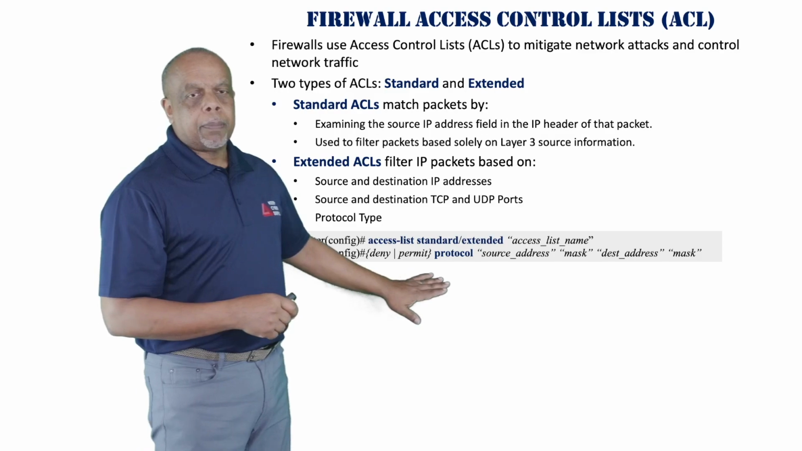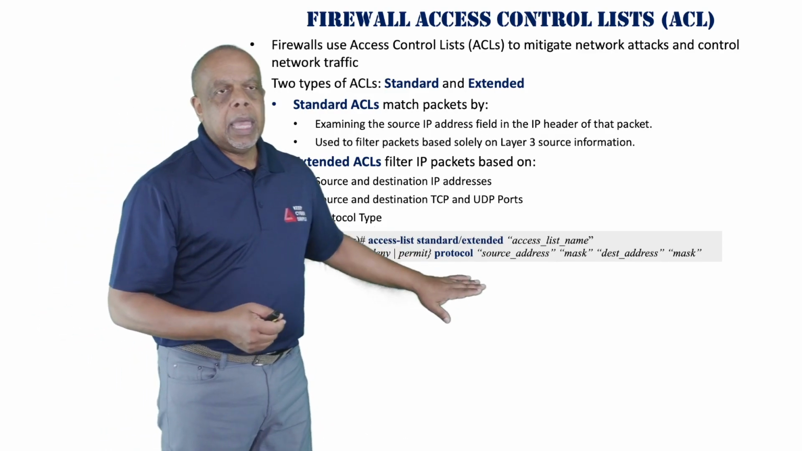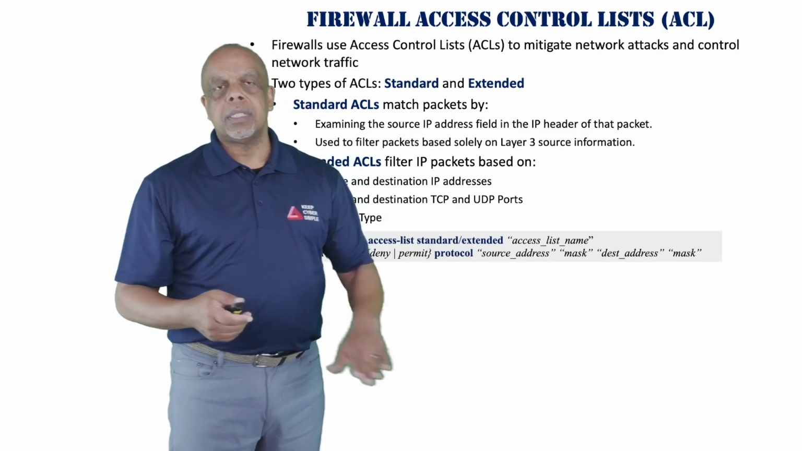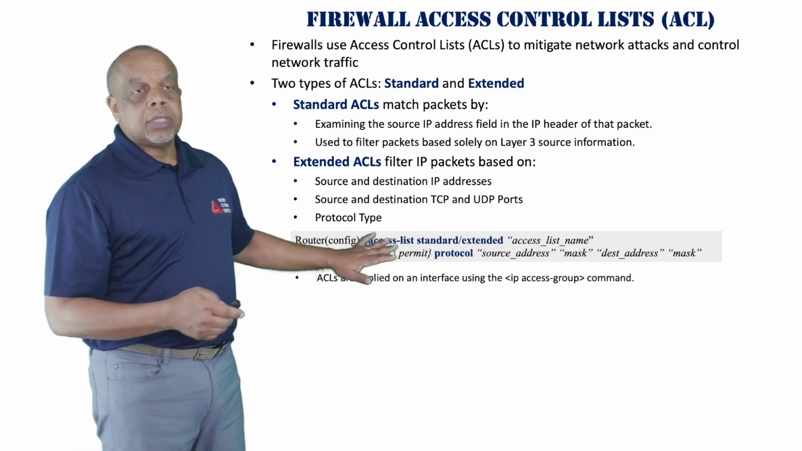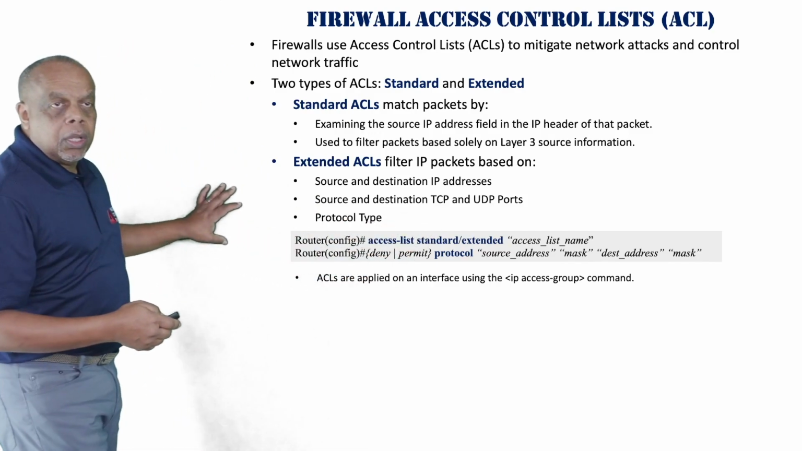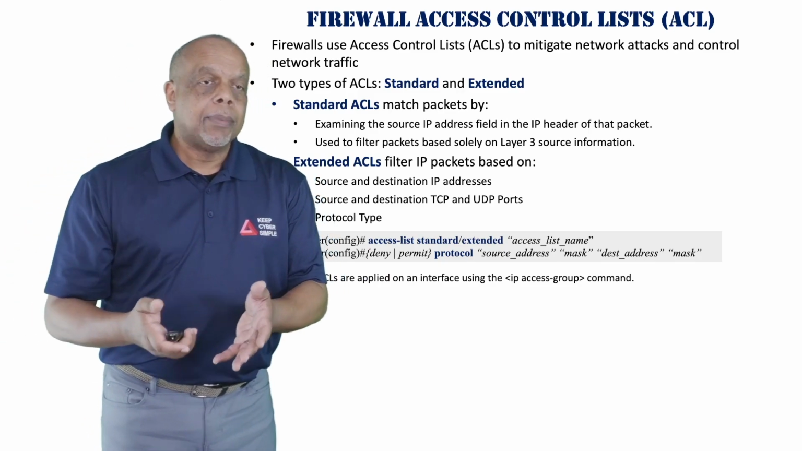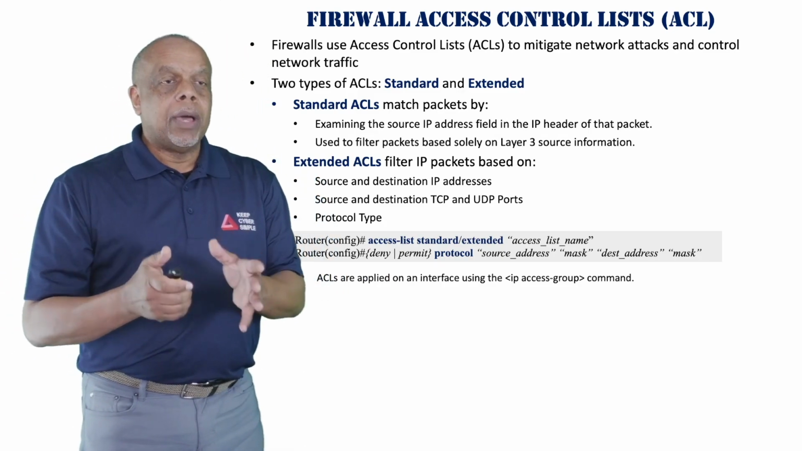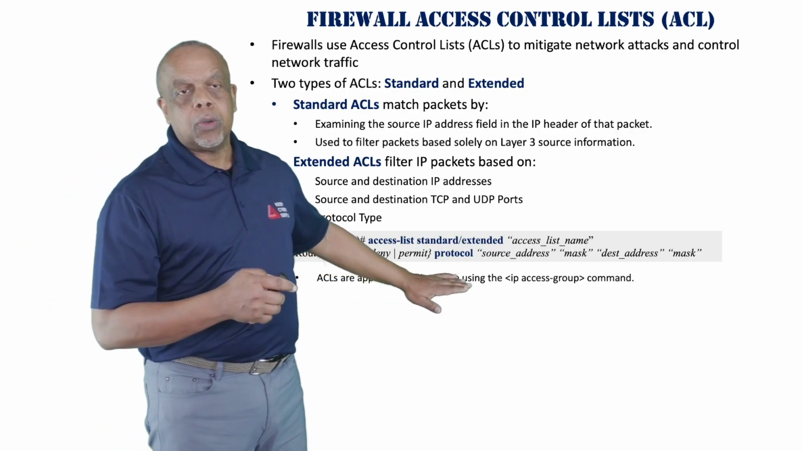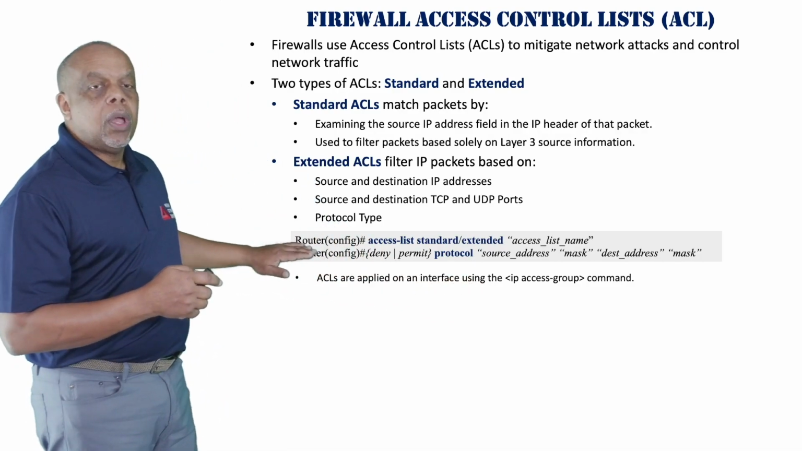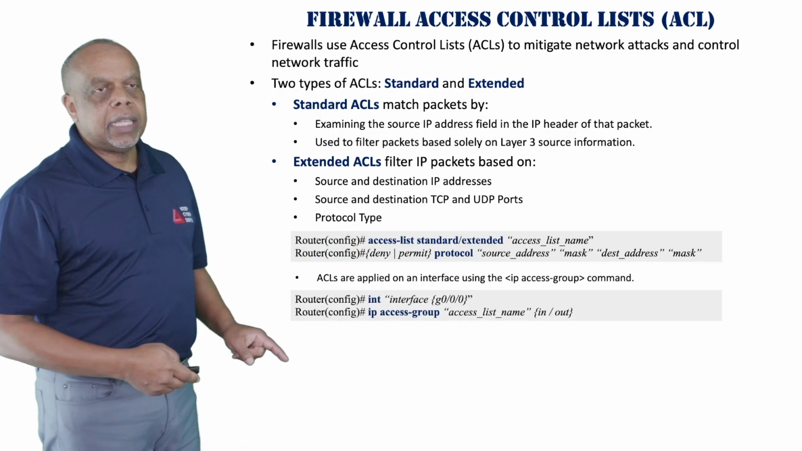You're going to determine what the protocol is. Is it TCP? Is it ICMP? Whatever it may be, and then the source address and the subnet mask that you're going to use for that ACL. Now, once you establish your ACL, you have to tell it where it's going to be applied on that router. So we use the ip access-group command. That is what tells the router which interface to apply this ACL to.